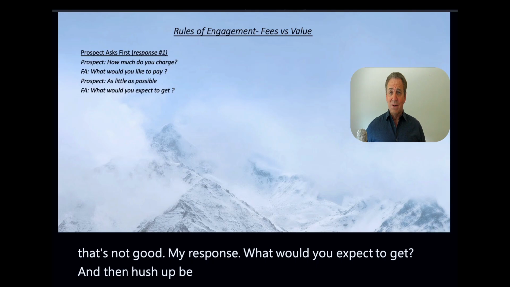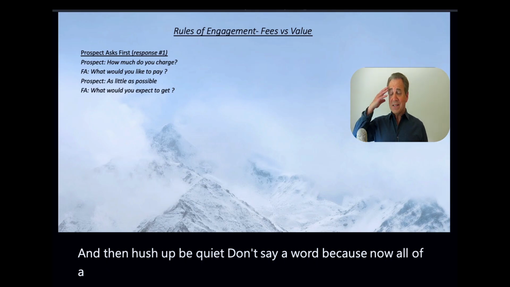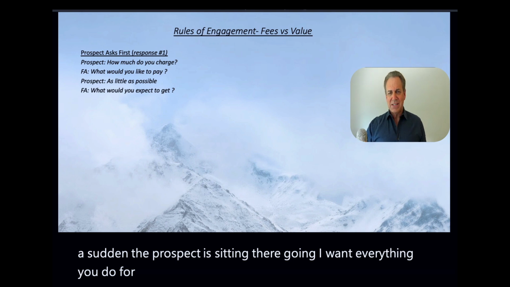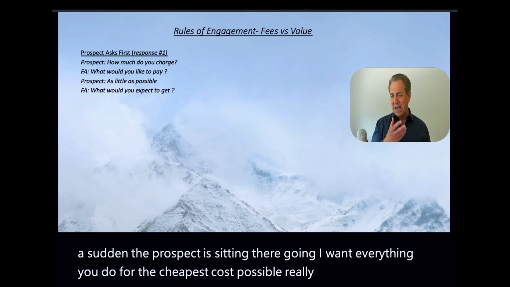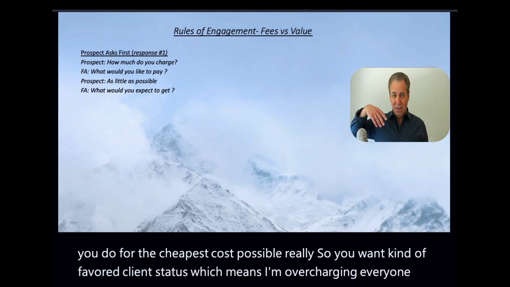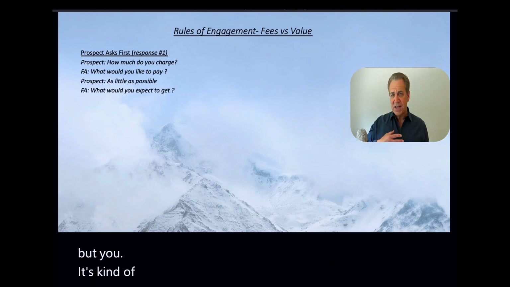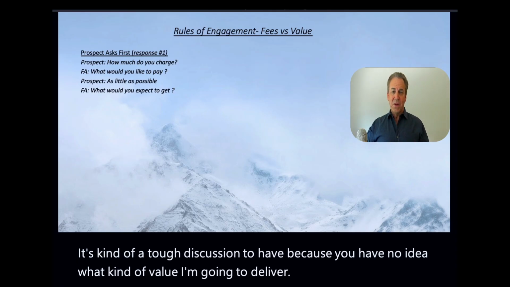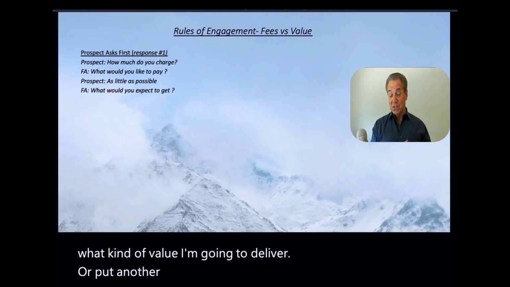Don't say a word. Because now all of a sudden the prospect is sitting there going, I want everything you do for the cheapest cost possible. Oh, really? So you want kind of favored client status, which means I'm overcharging everyone but you. It's kind of a tough discussion to have because you have no idea what kind of value I'm going to deliver. Or put another way, use this one as well.